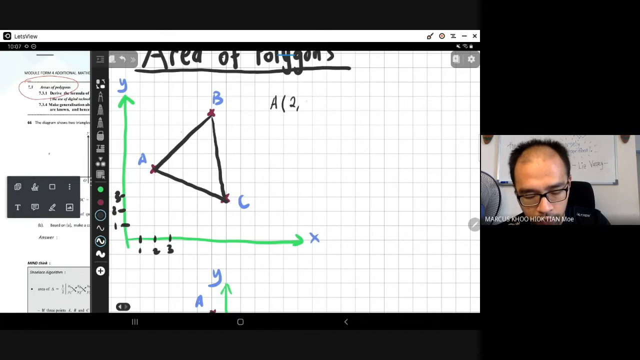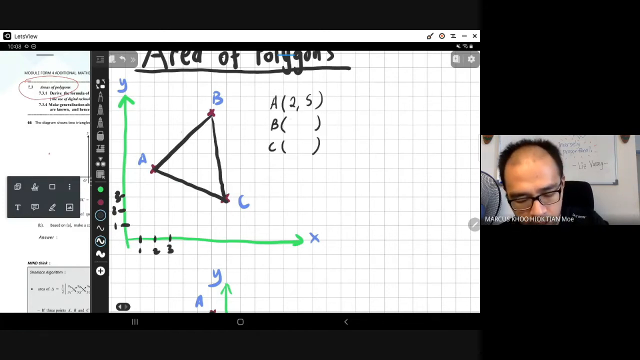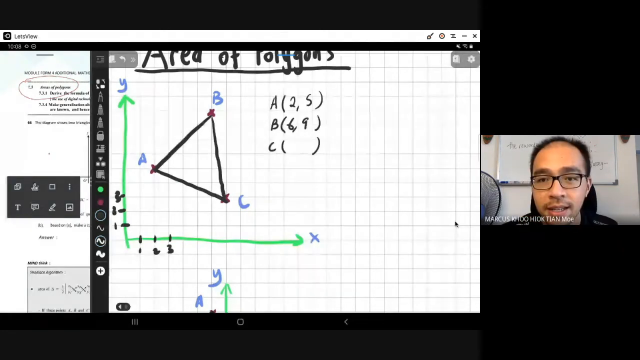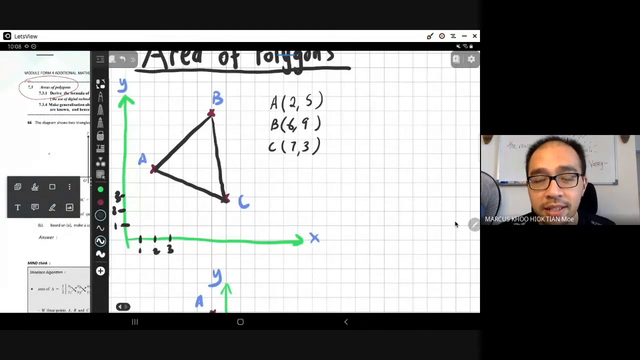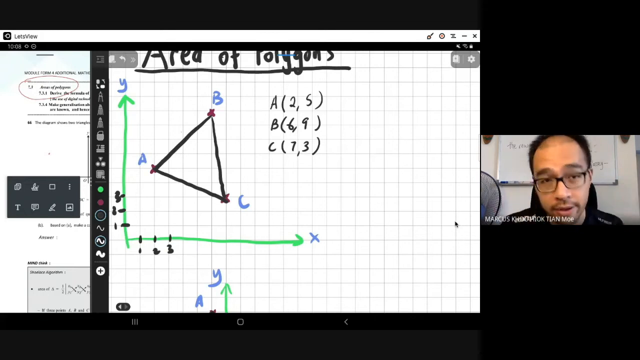A is 2 and 5. B is 6 and 9. C is 7 and 3. This last must call name one, otherwise everybody's just going to wait for Sinbury to answer. So let's say I give you these 3 coordinates, A, B, and C, and I give you the diagram.